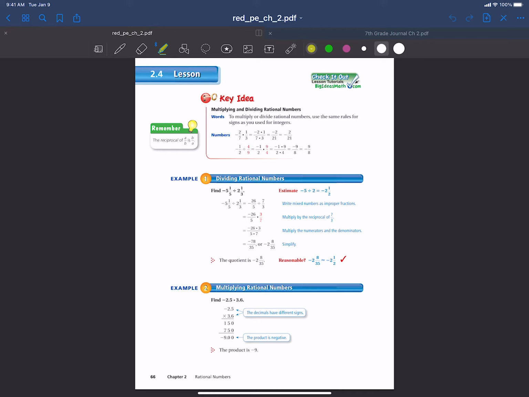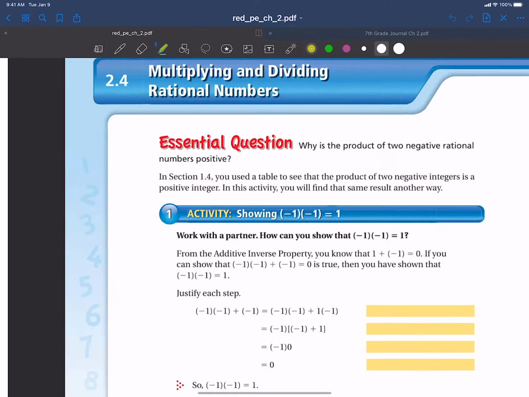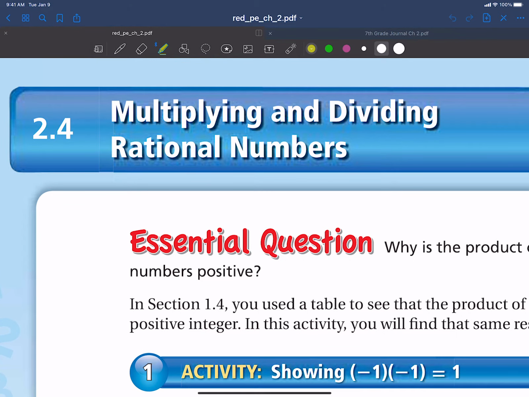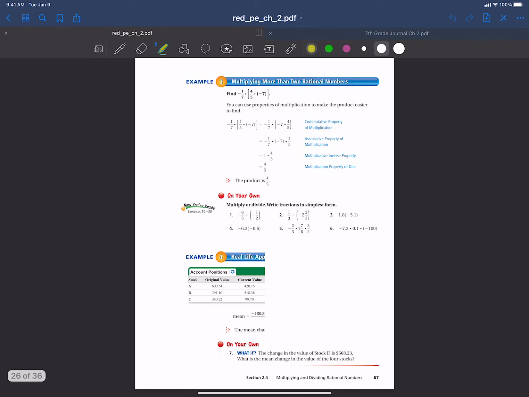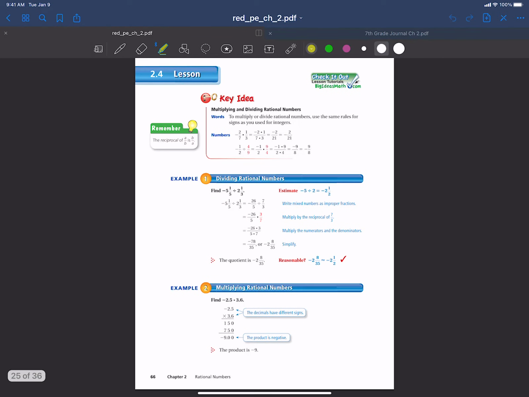Okay? Ready? You have this at the top of your notebook. You have 2.4, multiplying and dividing. All right, let's jump right in. It's really fun, I promise. You're going to like it a lot. So I'm on page 66 in the book. Let's write down some examples to begin, okay?